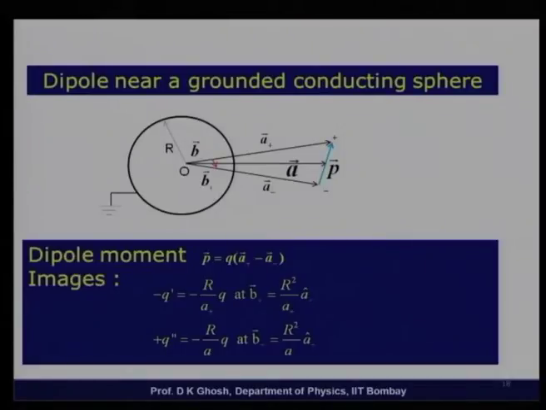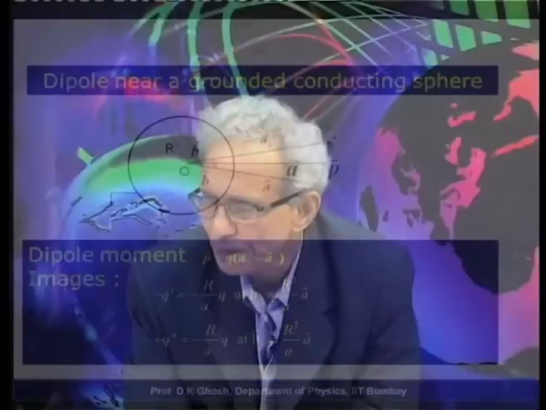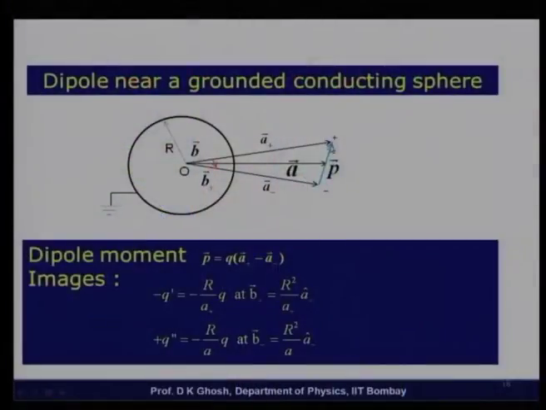Let me go for a slightly different and a little more difficult question. Instead of putting a single charge in front of a grounded conducting sphere, let me put a small dipole there. My dipole will first be approximated as a charge plus q and a minus q, separated by a small distance d.